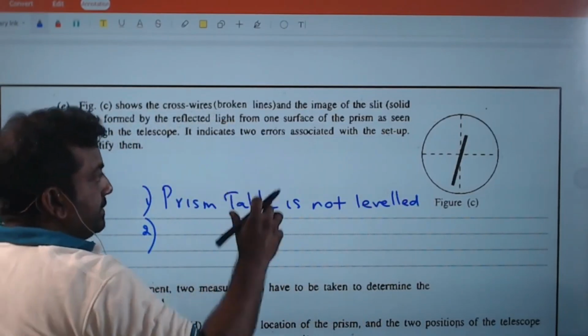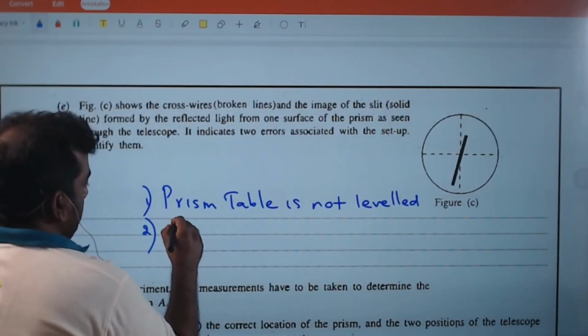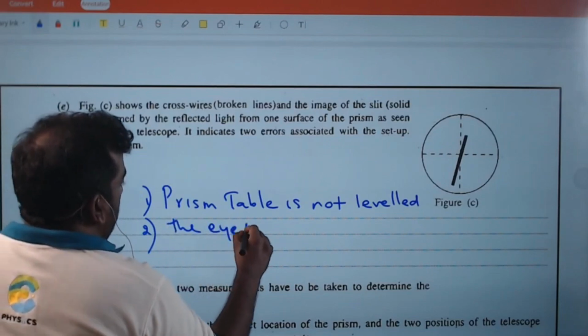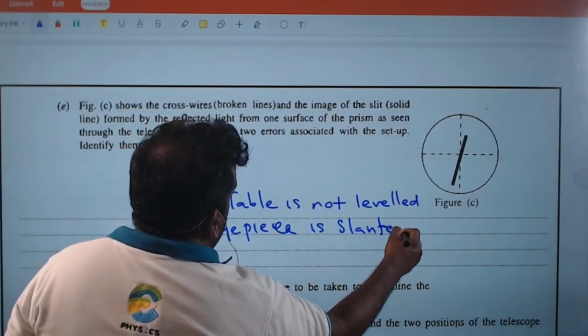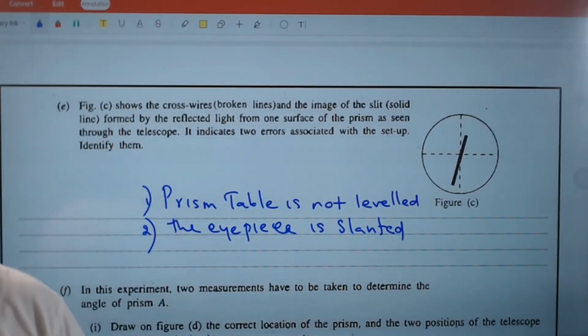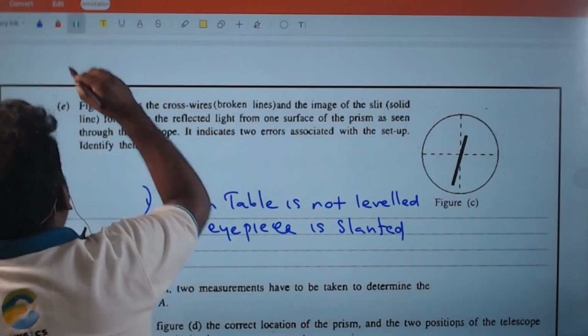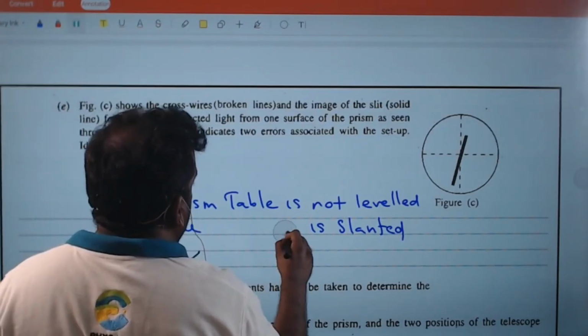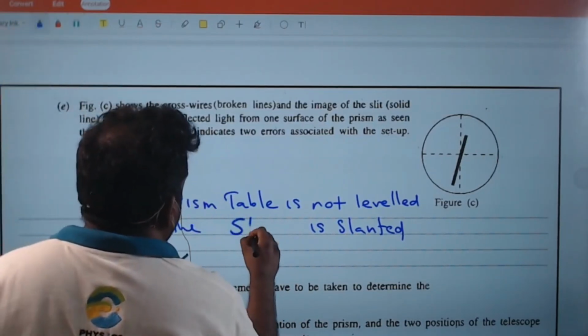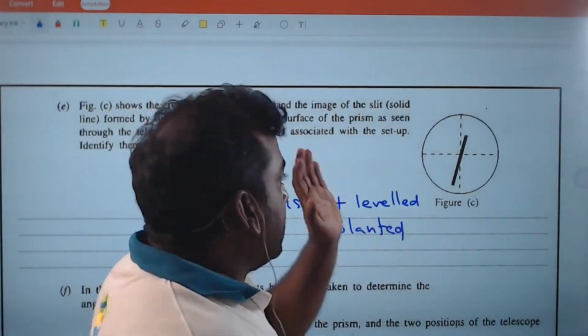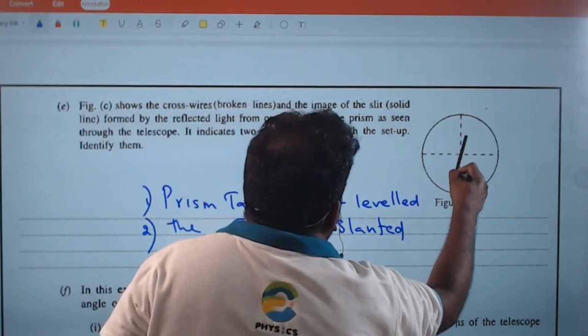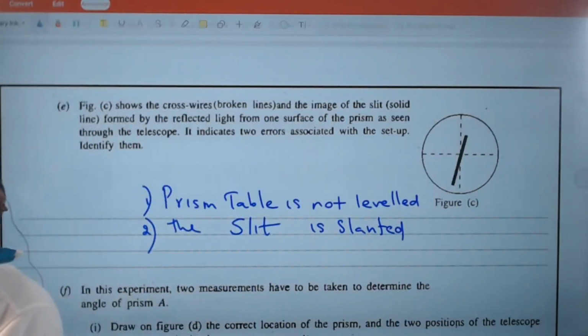The next error is the eyepiece is slanted. So when the eyepiece is slanted, the cross wires also will be slanted. So we can say the slit is slanted. So when the slit is slanted, the slit that you see here also will be slanted. Right.